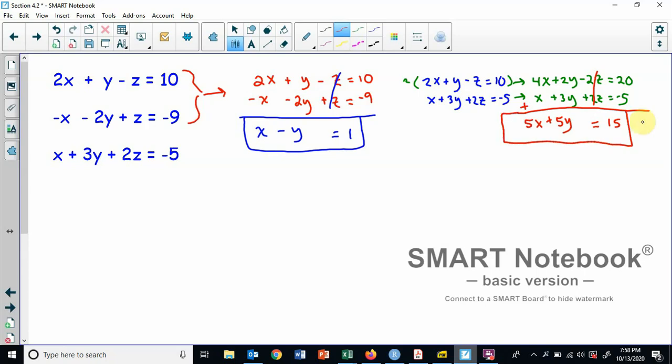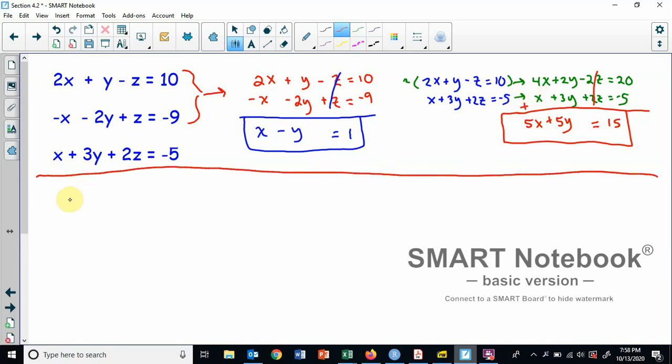Okay, now look at what we have. I have an x and a y equation with just two variables. I have another equation with an x and a y. So first off, do I have 2 equations with the same 2 variables in them? Yes, I do. So that is my new system. So let's just draw a line, copy these over. X minus y equals 1, and 5x plus 5y equals 15, and forget about everything up here.